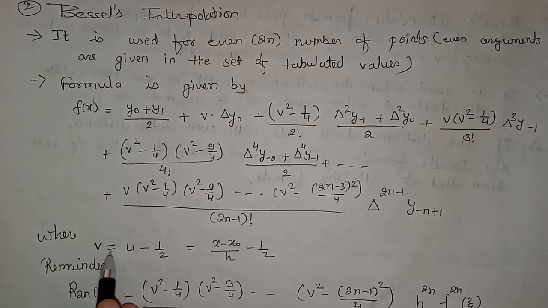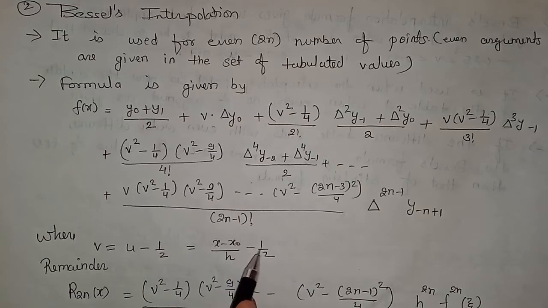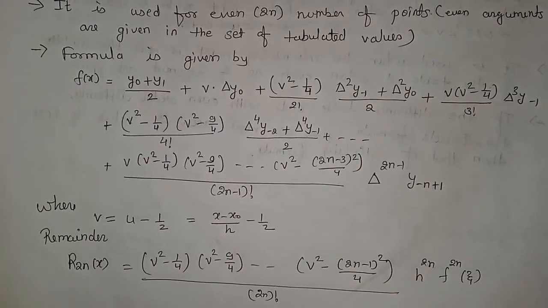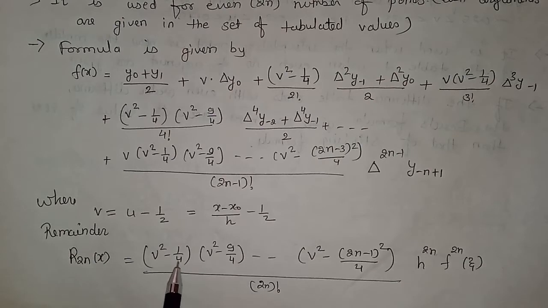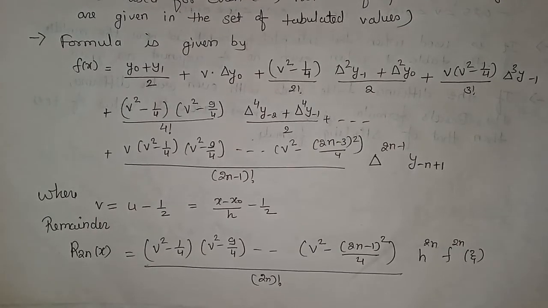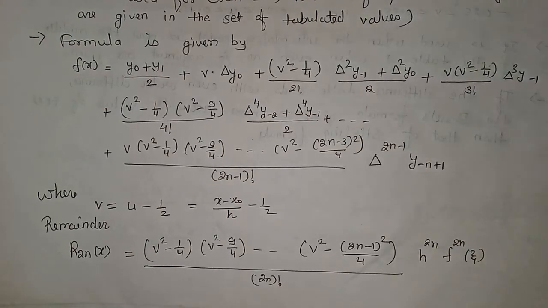Here v is nothing but u minus 1 by 2, and we know that u is x minus x0 divided by h. The remainder of this formula is given by v square minus 1 by 4 into v square minus 9 by 4 up to v square minus (2n minus 1) the whole square divided by 4, upon 2n factorial, h to the power 2n, f 2n of xi. Again this xi lies between the minimum of x minus n and xn and the maximum of x minus n and xn. So this is the formula for Bessel's interpolation.